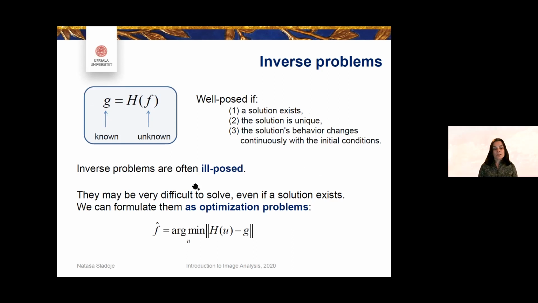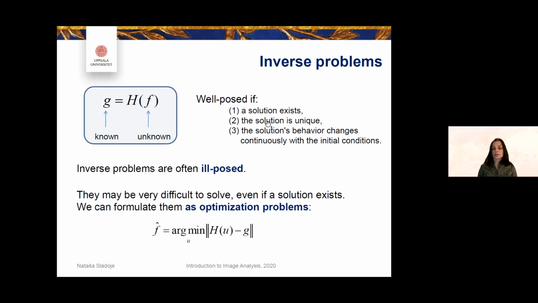But it is often that inverse problems are not so nicely behaving and not so easy to solve. It is said then that they are ill-posed. And then they're quite difficult to solve. It most often means that we are lacking conditions, we are lacking information. That means we are lacking some constraints that will help us find a suitable solution, even if that one exists.